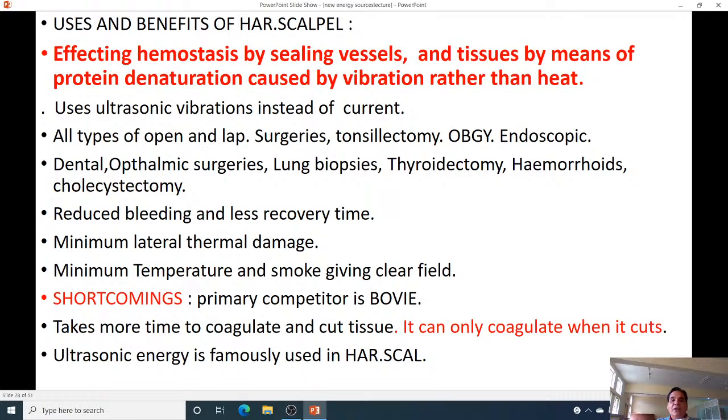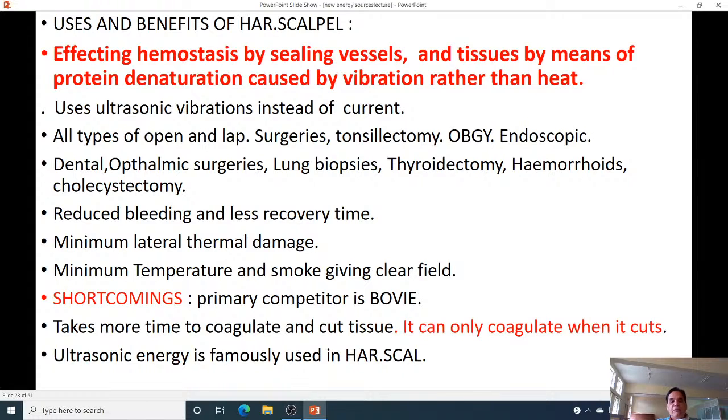The benefit is effective hemostasis by sealing vessels and tissues by means of protein denaturation caused by vibration rather than heat. It is tissue protein denaturation. Ultrasound is used instead of electrical current. The common uses now are all open and laparoscopic surgeries, most preferred for tonsillectomy, in all OB/GYN surgeries, endoscopic surgery, thyroid, lung biopsy, hemorrhoid, or gallbladder.